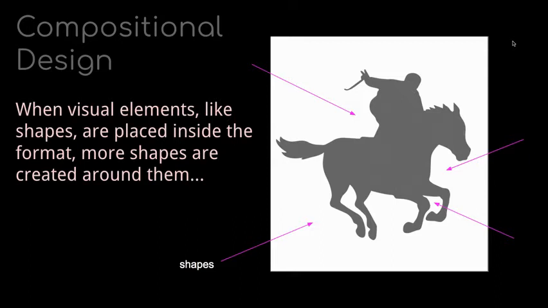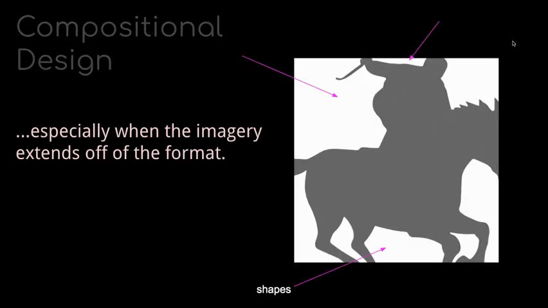So as soon as you place a visual element like a shape inside a box, you automatically create shapes around that main shape. So in other words, the gray shape is there and it's occupying a lot of space inside that box, but then all those white spaces around the artwork are part of the artwork too. And so that's where design comes in, when we want to develop that space also.